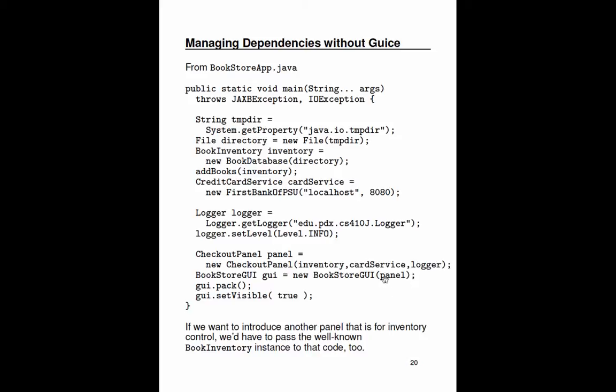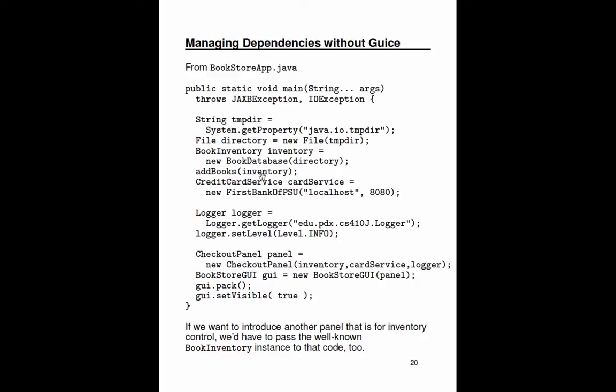And so it needs a checkout panel. Here's my checkout panel, which needs an inventory, card service, and a logger. Here's where I create my logger. Here's where I create my card service. Here's where I create my inventory that are all needed for those, and oh yeah, that needs a file, etc., etc. So just to create this object, I need all of this boilerplate.